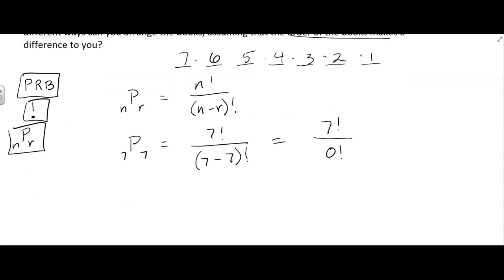0. Okay, now you have to go back to that video when we were talking about factorials. 0 factorial equals 1. That's just by definition. And this is why, because otherwise we'd run into problems with our permutations. Not 1 factorial, just 1.